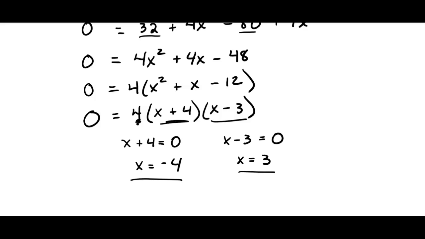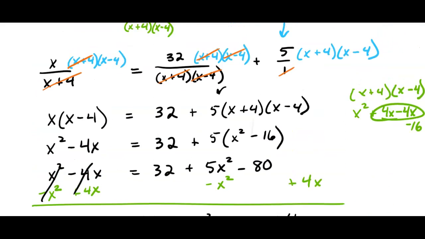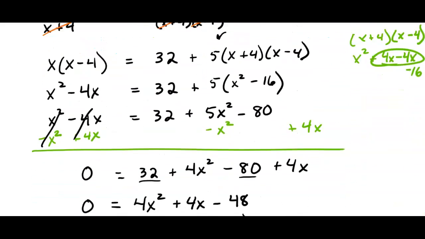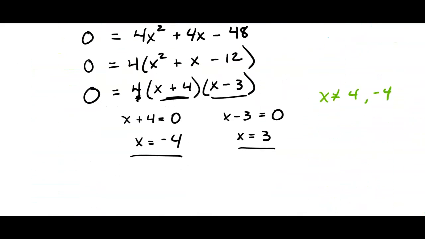But now I have to remember way back, what were those extraneous solutions? What couldn't x be? If I'm remembering right, and I probably should look, I'll look. But I think I remember x cannot be 4 and x cannot be negative 4. I'm going to scroll up and just make sure. Where are they? Yep, right here. Those were my extraneous solutions, negative 4 and 4. Okay, so x cannot be the negative 4. The 3 is okay, but not the negative 4. So what's the answer? The answer is 3.